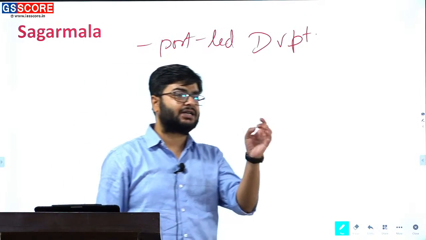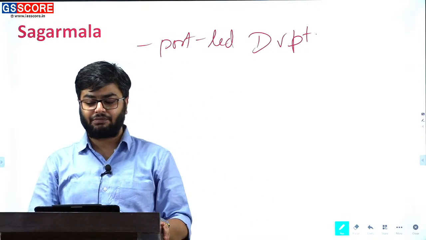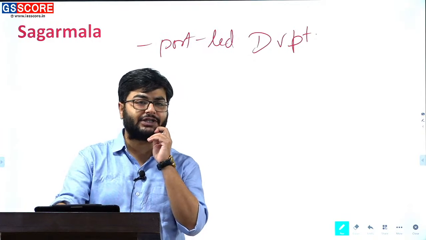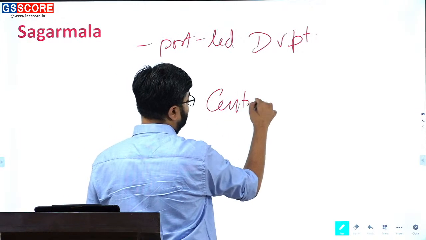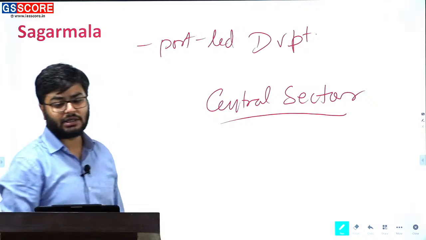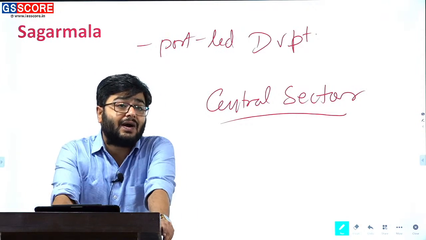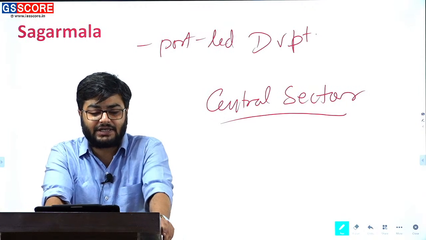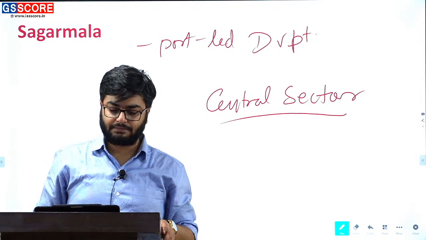If you look at its convergence, the Pradhanmantri Gati Shakti Master Plan and National Logistics Policy are the converging areas. It is a central sector scheme. It includes, therefore, inland waterways, rail and road connectivity. Okay.